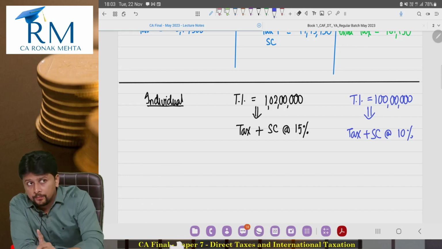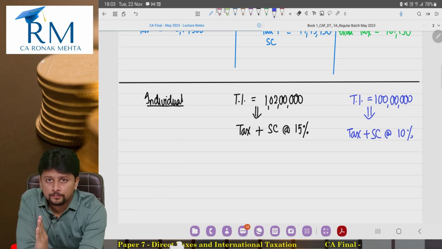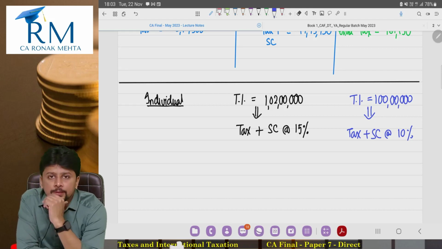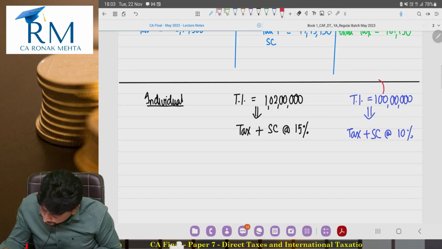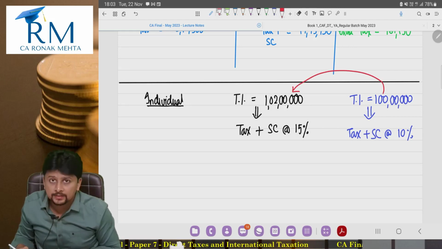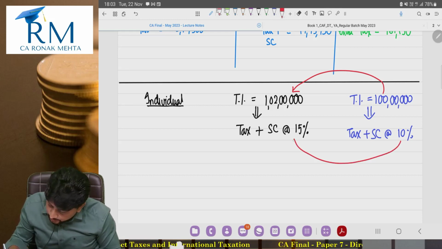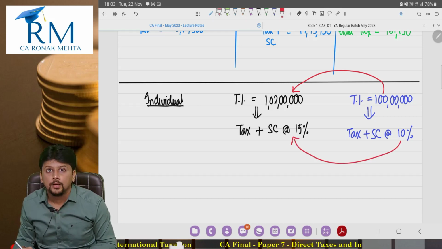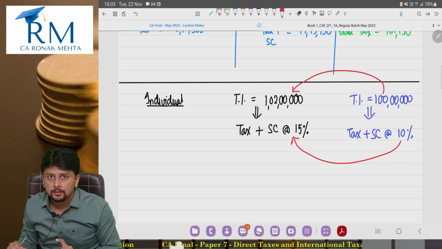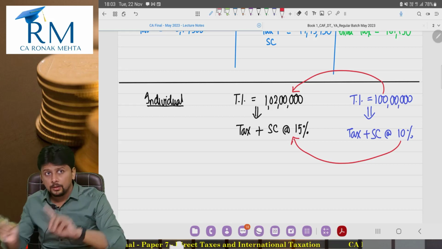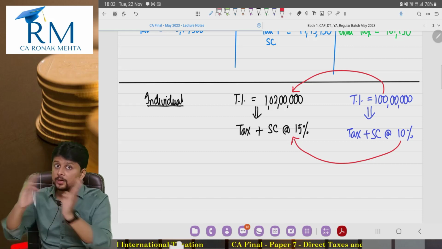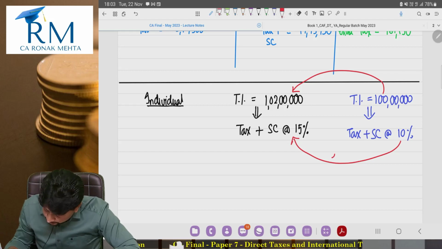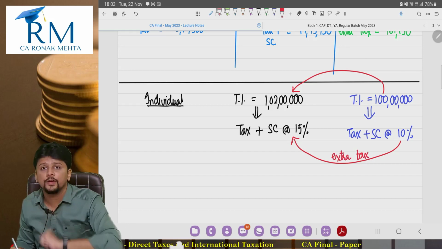My income, if it is exactly 1 crore, I am paying surcharge at the rate of 10%. But the moment income went from 1 crore to 1 crore 2 lakhs, my 10% became 15%. So now the surcharge percentage increased. In the example of Albert and Sunil, Albert was 0% surcharge, Sunil was 10%. Your 10% is becoming 15%. So there will definitely be extra tax because of 10 becoming 15.